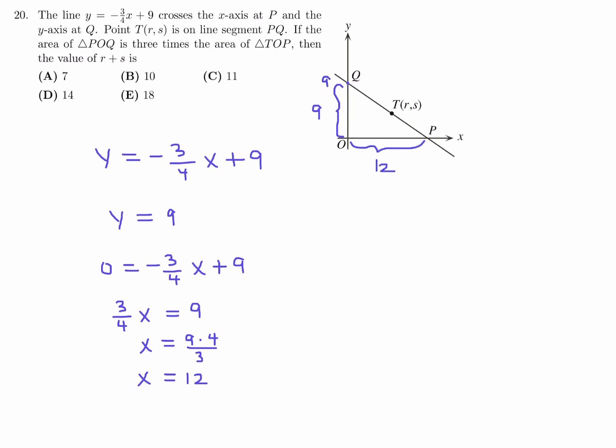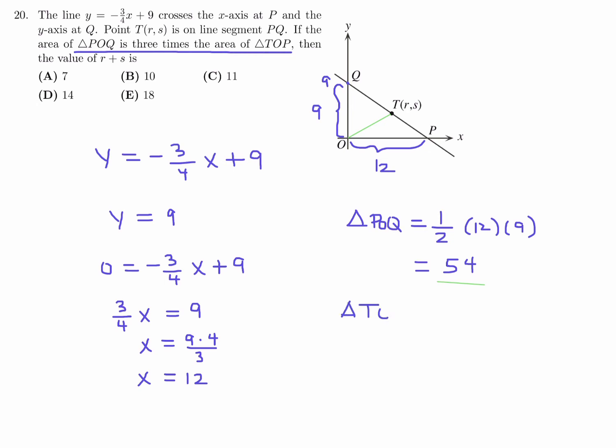All right, so the first thing I want to figure out is the triangle POQ area. 1/2 base times height, the base is 12, the height is 9, and that looks like 6 times 9, which is 54. All right. So they tell me that if I were to find the area of TOP, so I'll just make that triangle there, this is TOP, that is going to be related to the area that I just figured out in the following way: POQ is 3 times the area of TOP. So that basically means that the triangle TOP, the area is 54 divided by 3, which is 18.